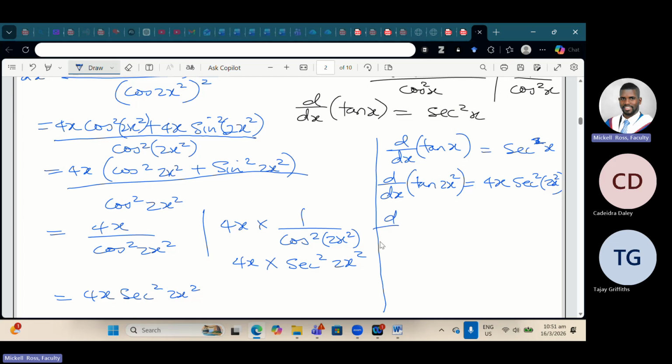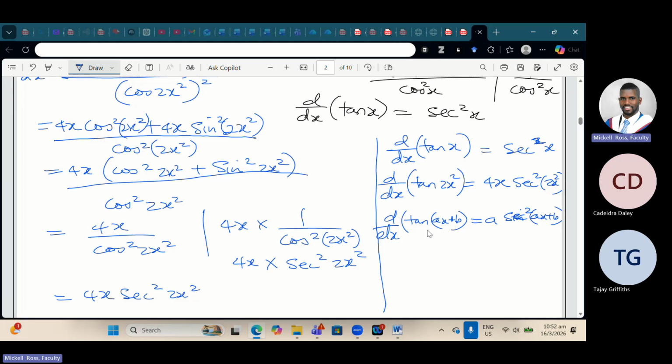Say, for instance, we had the derivative of tan of ax plus b. It is going to be the derivative of the angle, which is a, times sec squared of the angle, which is ax plus b. So that's what we would get if you take the derivative of anything relating to tan.